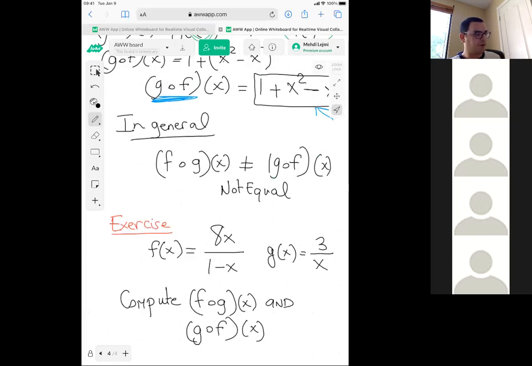Again, guys, if, for example, you want to compute f composed with g, my advice is first write down f, okay? Write down f, and then you replace your x with the g of x. So I'm gonna give you a couple of minutes, guys, to think about this exercise. So please try to find f composed with g and g composed with f.